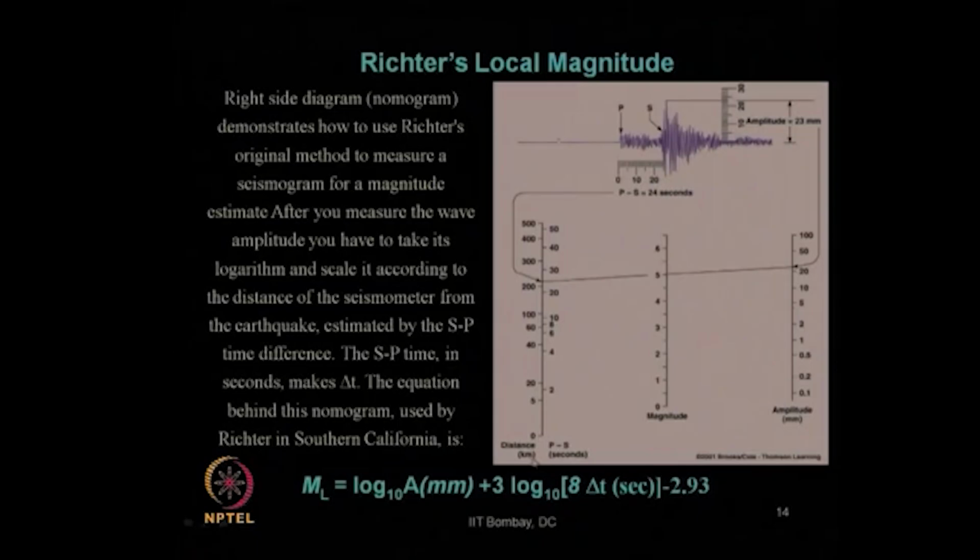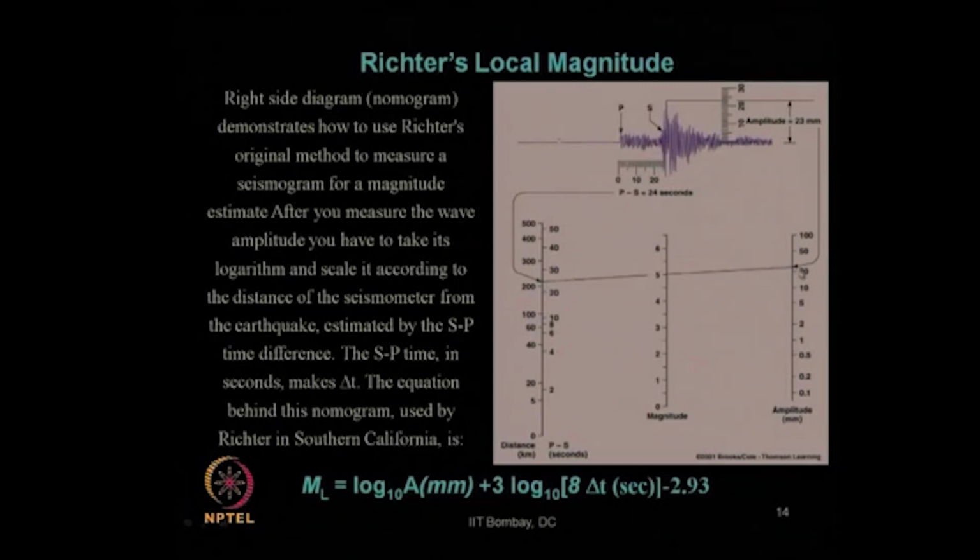So, you can take the distance in kilometer, which is correlated with S minus P in seconds, using that epicentral distance travel-time method. This is the magnitude which we have to find out, the Richter magnitude or local magnitude, and this is the amplitude measured in this Wood-Anderson seismograph. So, let us put here 23, which we get from the seismograph, and this 24 second also you can get from the seismograph, so put 24 seconds over here.